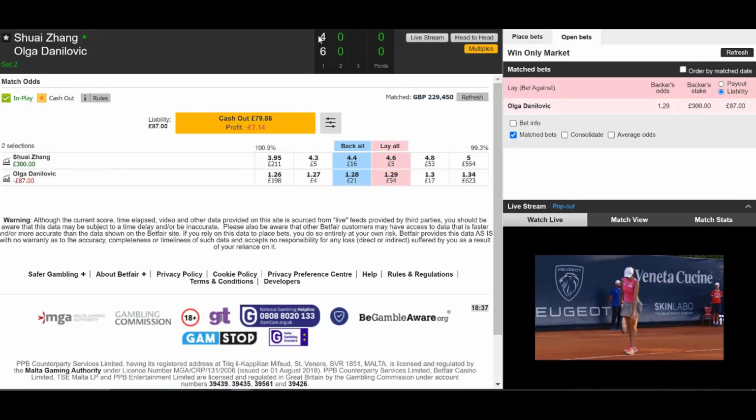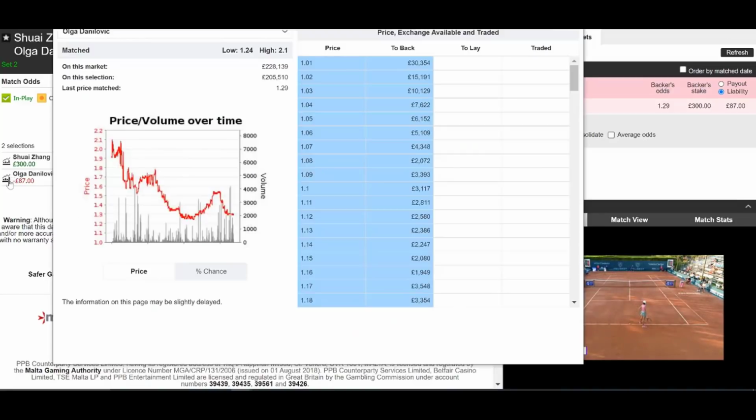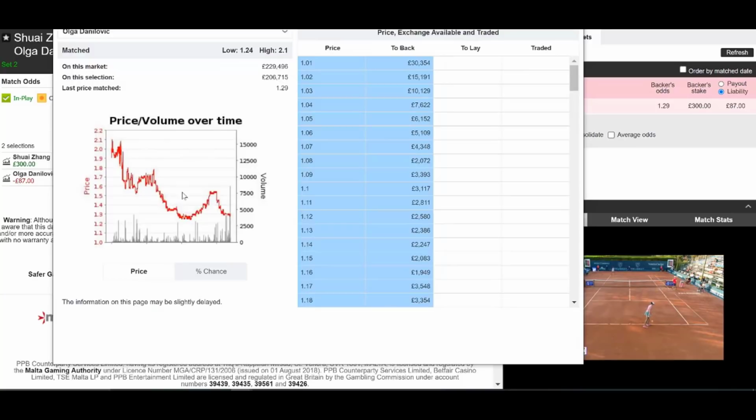However, it was quite a tight first set. She won it 6-4. So the question you've always got to ask yourself is, where is this price going next? Okay, let's just bring up the chart and take a look. So Danilovic has won it, and you can see it was kind of tight. It got a little bit tense near the end. But the question to ask ourselves, where is this going next?